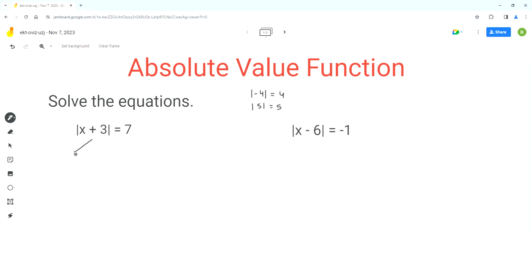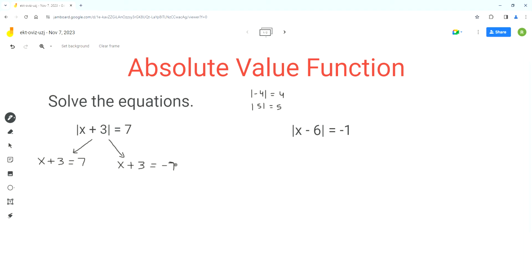One of them is the positive case, and that will be x plus 3 equals 7, and the other is the negative case: x plus 3 is equal to -7.